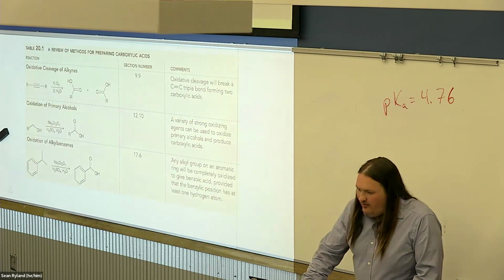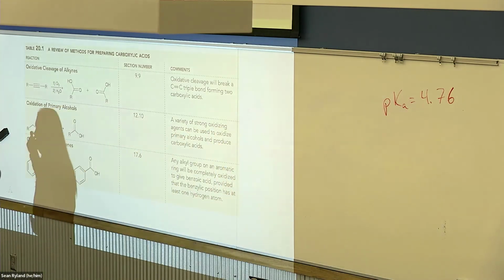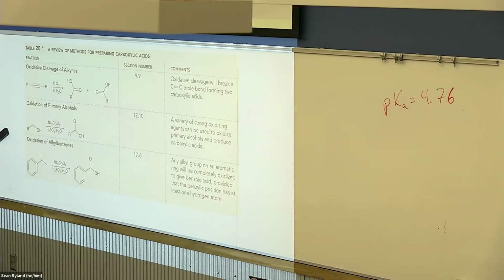All right, where we've already seen carboxylic acids show up, we saw them show up a lot when it comes to oxidizing things. So ozonolysis, remember the full name of that was oxidative cleavage. If you do ozonolysis of an alkyne, you get the carboxylic acid, or 2 carboxylic acids, as long as R is more than 1 carbon.